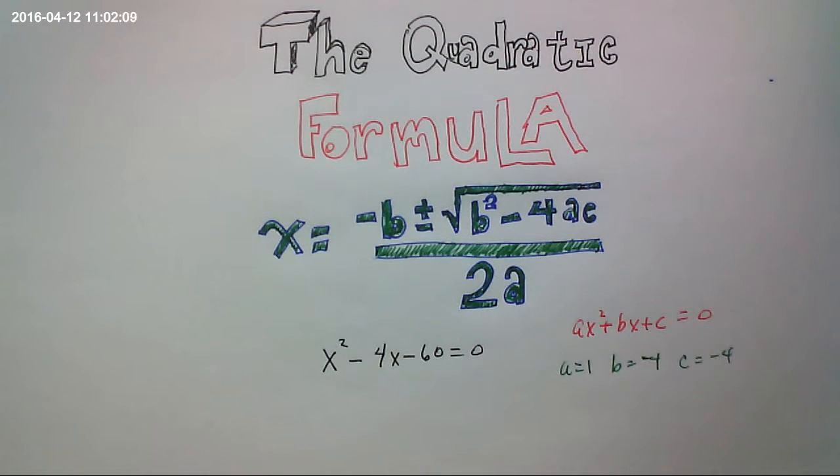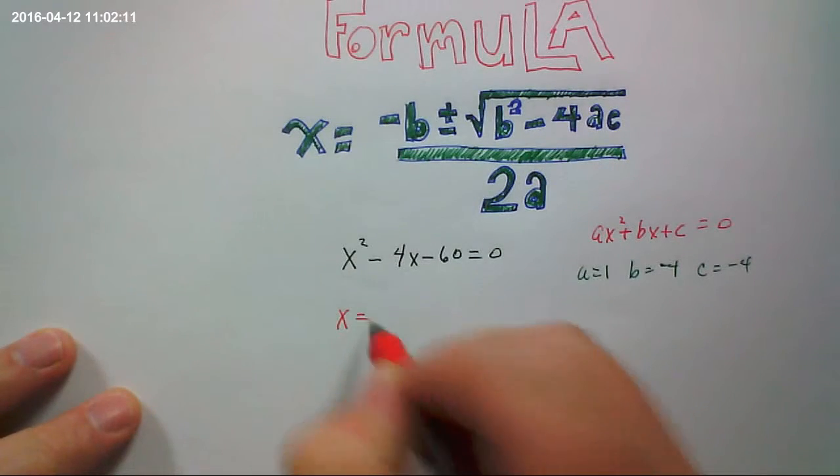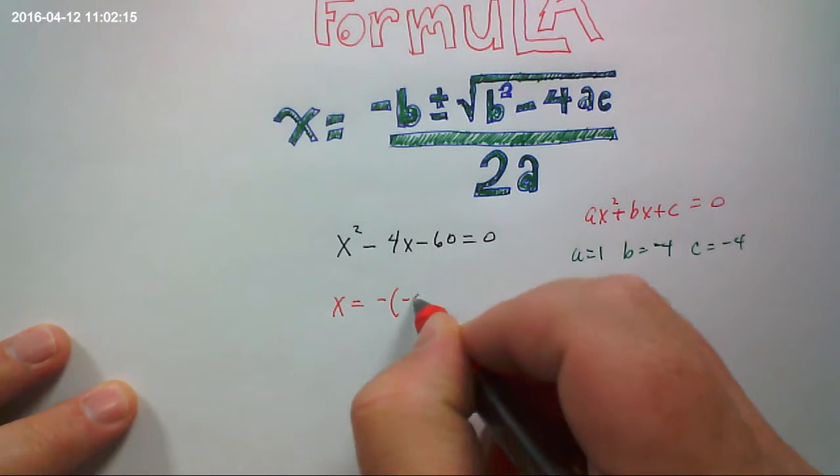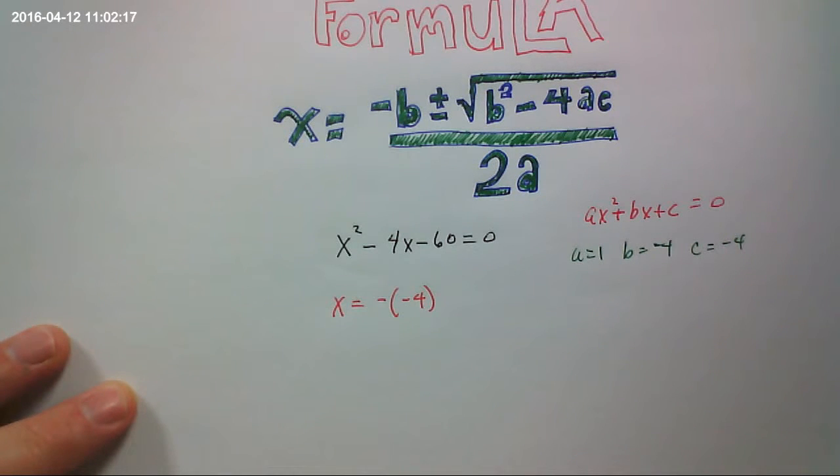All right, so that's gonna look like this. So x equals, let's see, negative b. So that'd be negative of negative 4.